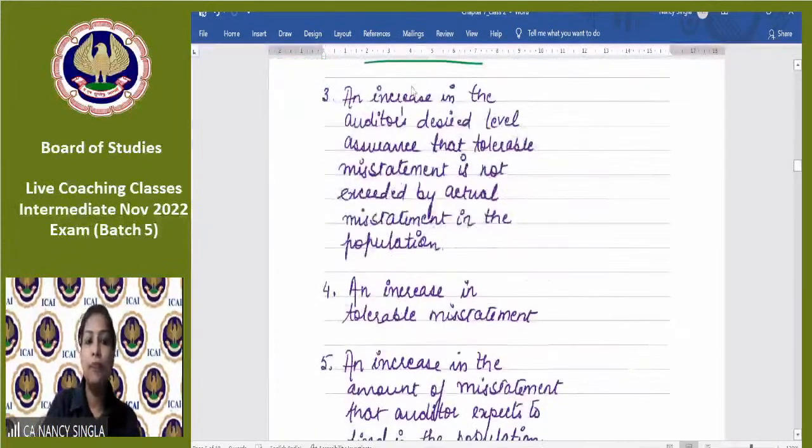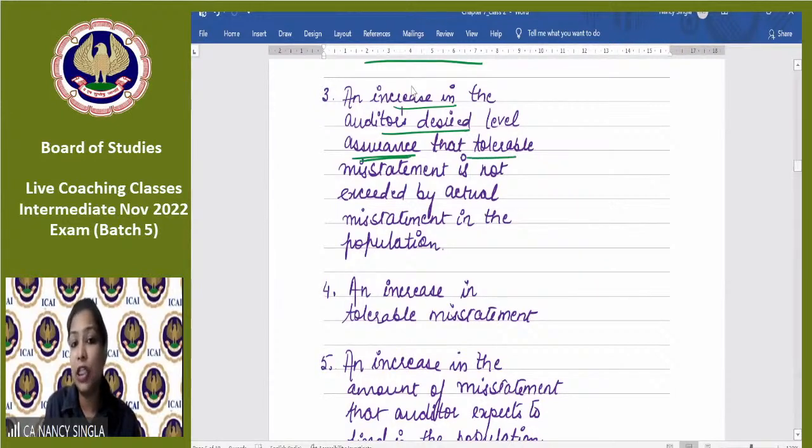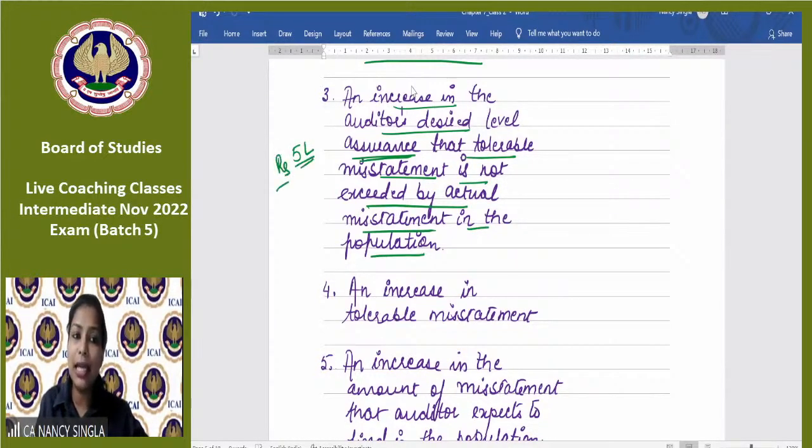Now the third point, an increase in auditor's desired level of assurance that the tolerable misstatement is not exceeded by the actual misstatement in the population. Let's say auditor has determined that up to rupees 5 lakhs, any mistake is tolerable. Now auditor wants to be sure that the actual misstatement should not exceed this 5 lakhs. Now he needs more assurance. So tell the auditor, now you need more assurance, do more work, have a larger sample size. Simple.